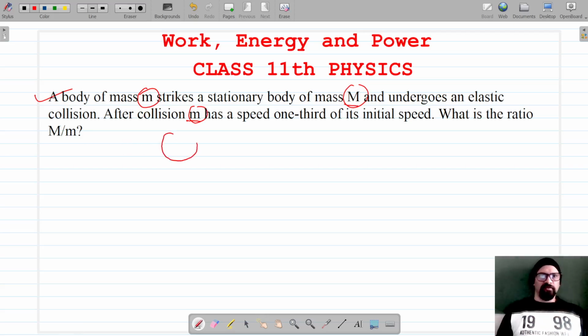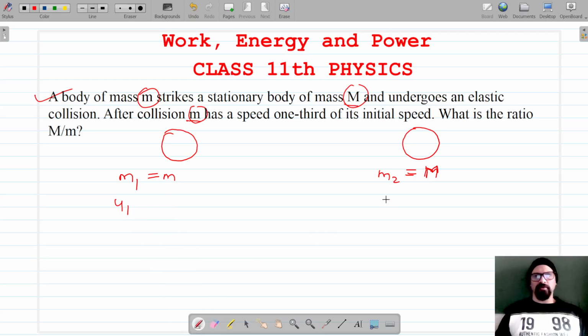So let's say this is the first body and this is the second body. The mass of the first body is m, and the mass of the second body is M. Let u1 be the initial velocity of the first body, and the second body is at rest, so its initial velocity is 0.